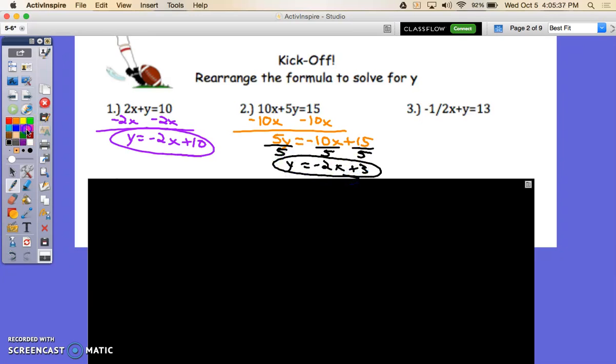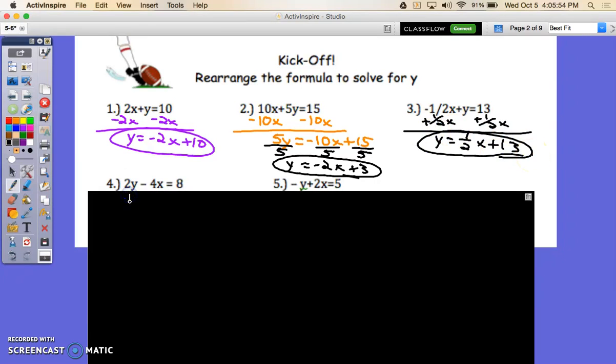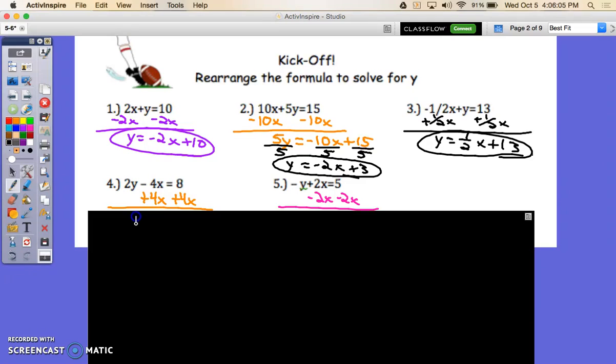And for that last one, number 3, that is a negative 1/2 x plus y. So let's add 1/2 x. And you're left with y equals 1/2 x plus 13. Okay, so why don't you go ahead right now on your own, try these 2 problems right here. And I went ahead and did them for you. So hopefully you pause the video so you can see.